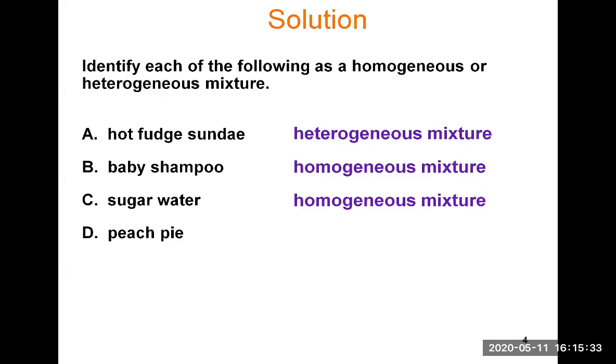A peach pie is an example of a heterogeneous mixture because you can tell the different parts, like the fruit and then the pie part of it are looking very different. So you can definitely tell you have different things in there, and it's visible. So we classify this as a heterogeneous mixture.